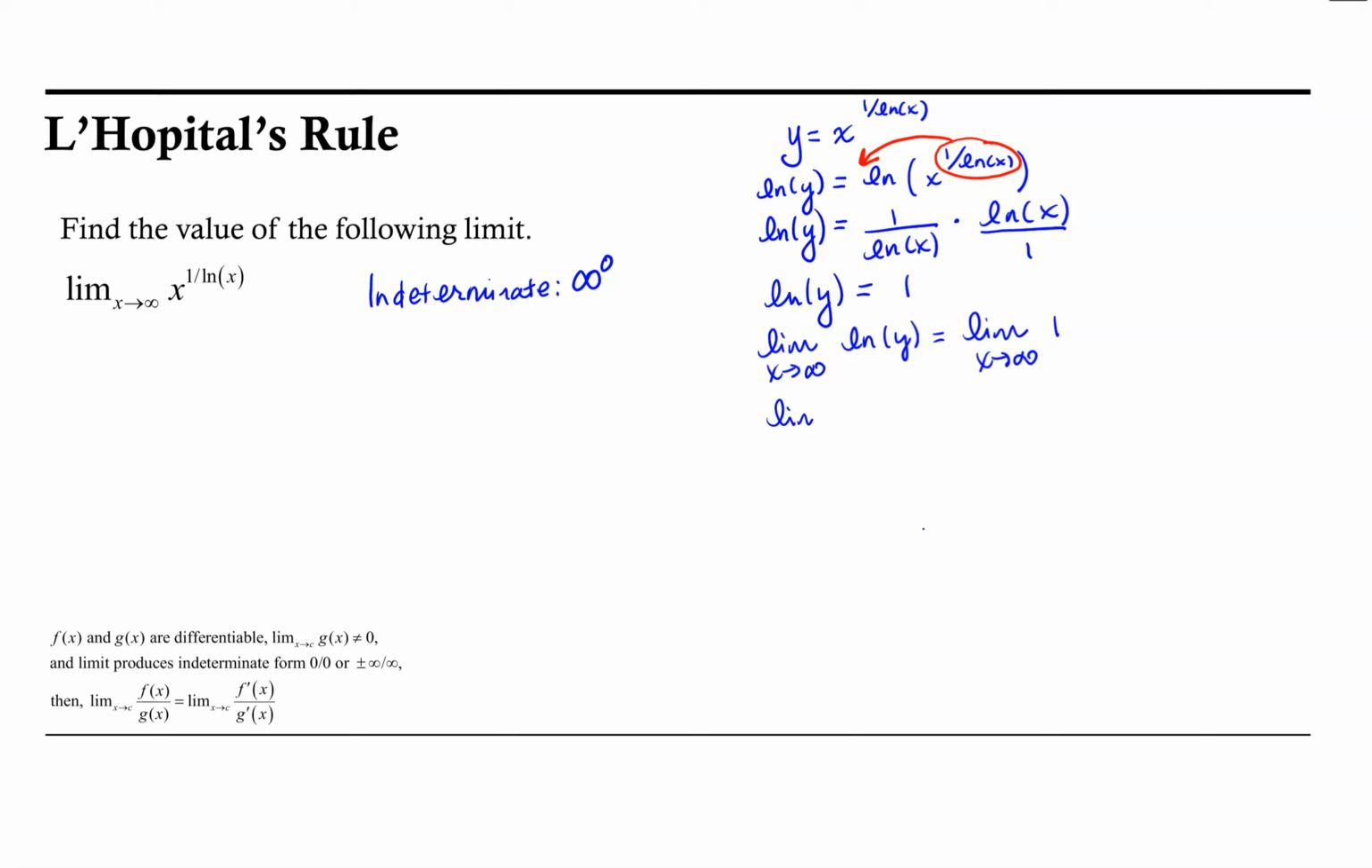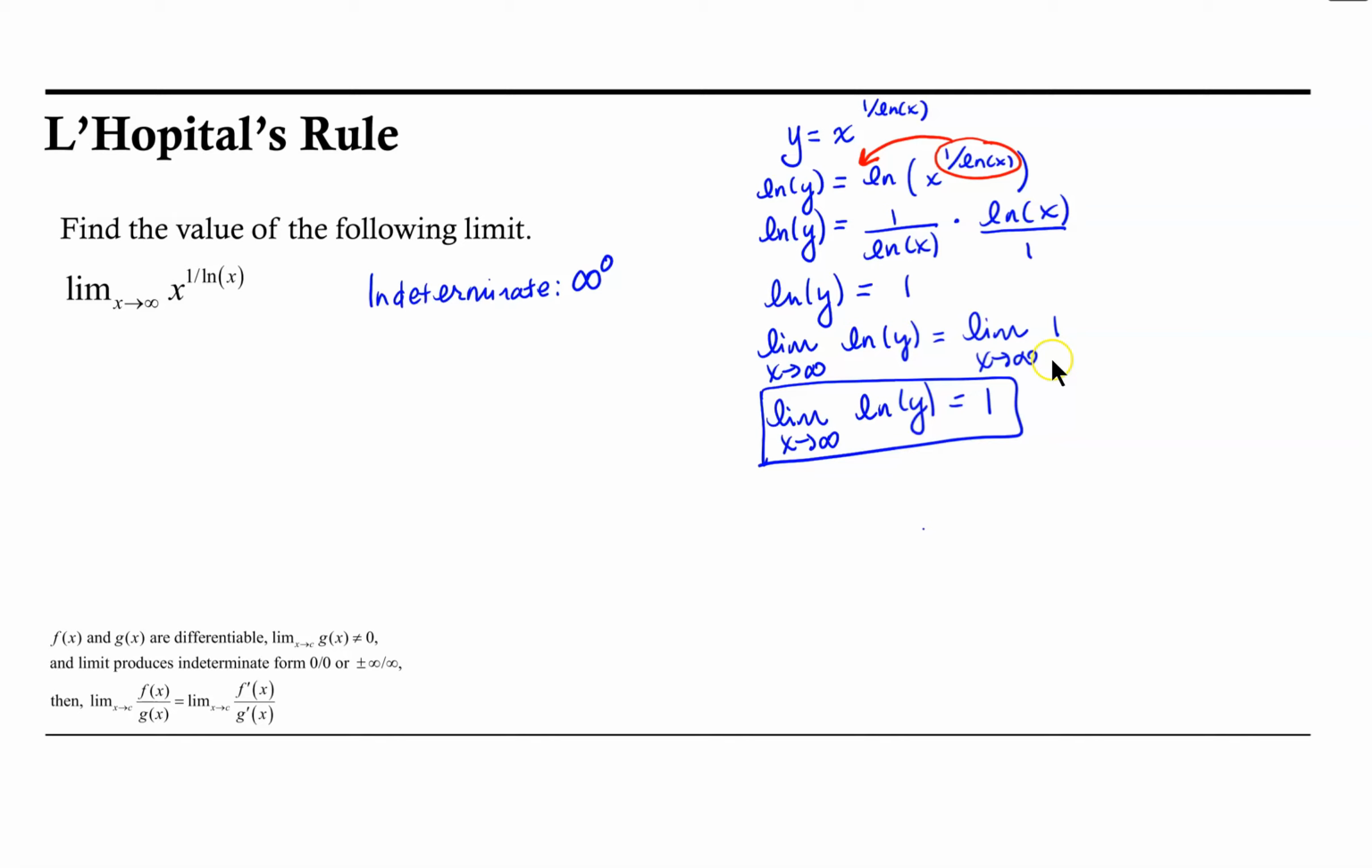Well, the limit as x approaches infinity of 1 is simply 1. So this is equal to 1. So we know that the limit as x approaches infinity of the natural log of y is equal to 1. But the limit we were originally asked about is not about the natural log of y, it's about y itself. So let's see how we can get back to the limit for y itself.